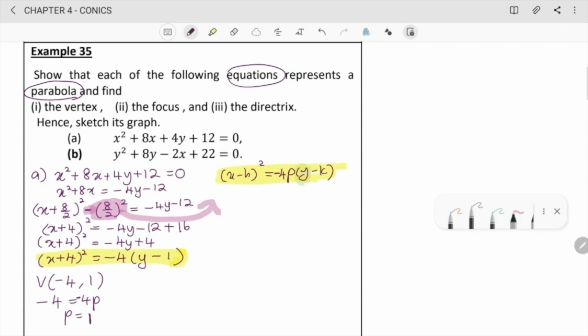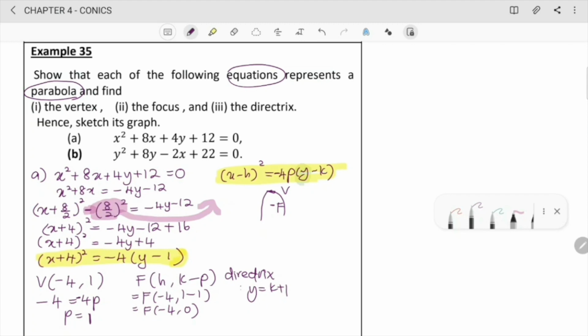Then we are going to find the focus. Because it's negative and it's x squared, the parabola opens downwards, so you have the v here and the f will be below, so the f will be h, k minus p. h is negative 4 and k is 1 minus 1, so it will be negative 4, 0. Then we need to find the directrix. If f is k minus p, the directrix will be k plus p, so y equals k plus p, and k is 1 and p is 1, so 1 plus 1 is 2, so y is equal to 2.